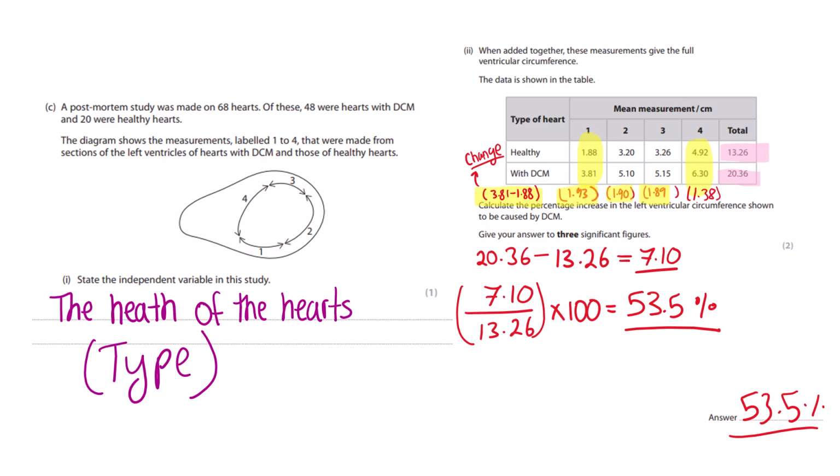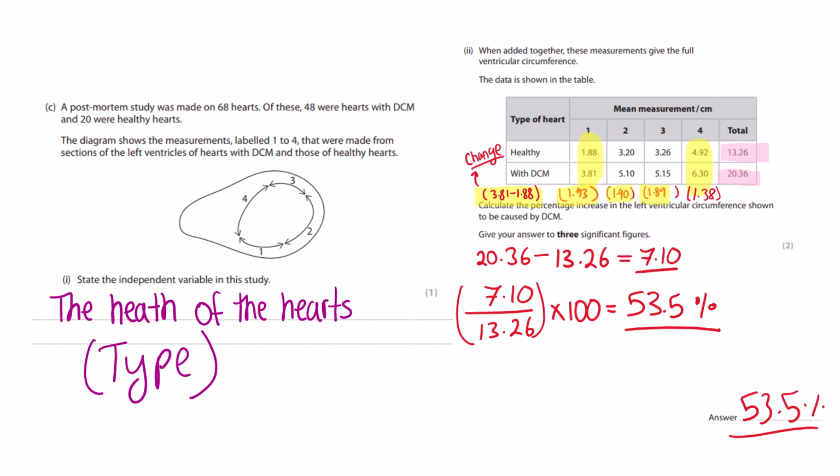The diagram shows the measurements labeled 1 to 4 that were made from sections of the left ventricles of hearts with DCM and those of healthy hearts. State the independent variable in this study. So the independent variable is what you are in charge of. So the scientists were in charge of choosing the health of the heart or the type of the heart. So they either chose a heart with DCM or a healthy heart. Therefore, the answer is going to be the health of the hearts or the type of the heart used.